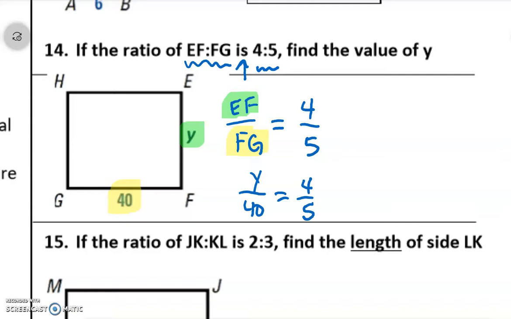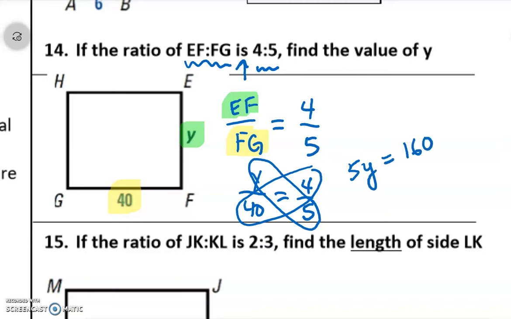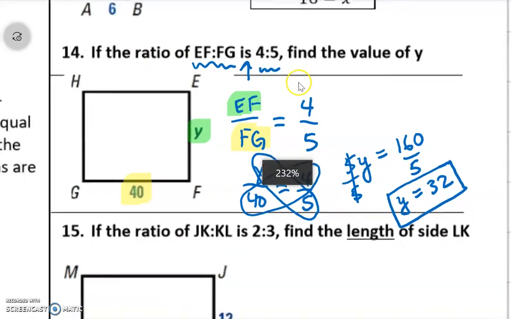This is a proportion, so we will cross multiply. 5 times y is equal to 40 times 4. So 5y, 40 times 4 is 160. And we're just going to divide by 5 on both sides, and it looks like that's going to give you my answer. 160 divided by 5 is going to be 32, I believe. So y equals 32. That's how you're working those out.